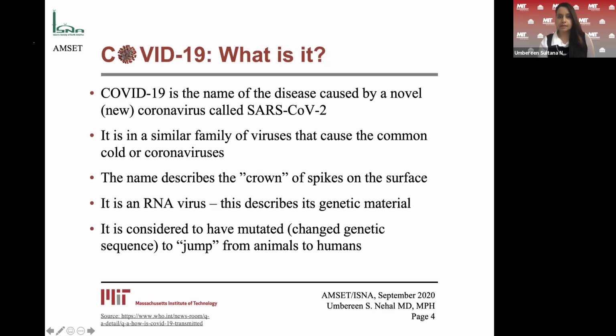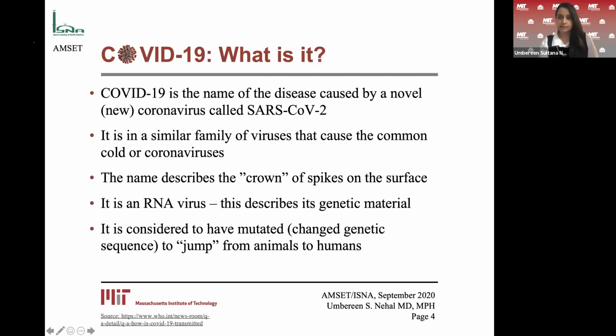What is COVID-19? It's the name of the disease caused by a novel or new coronavirus. It is in a similar family of viruses that cause a common cold, or coronaviruses. And corona describes the crown of spikes on the surface. It's considered an RNA virus, and this describes the type of genetic material inside. It's considered to have mutated, the genetic material changed its genetic sequence to jump from animals to humans. And this is why it has caused a pandemic, because our bodies have not seen this before.